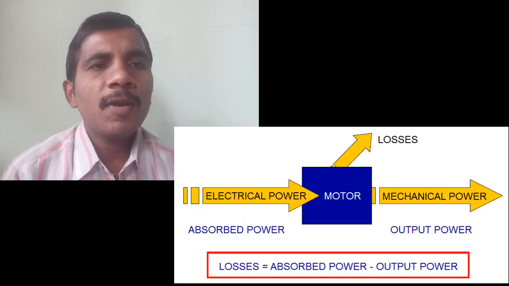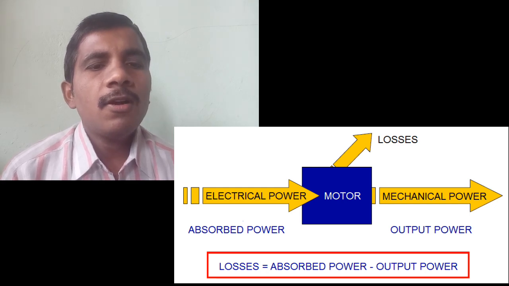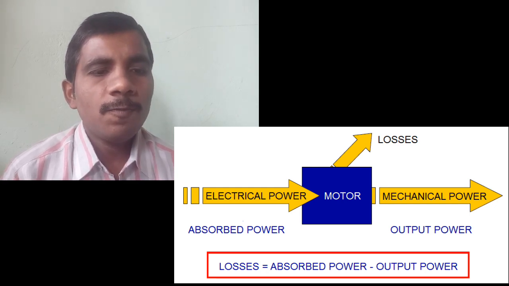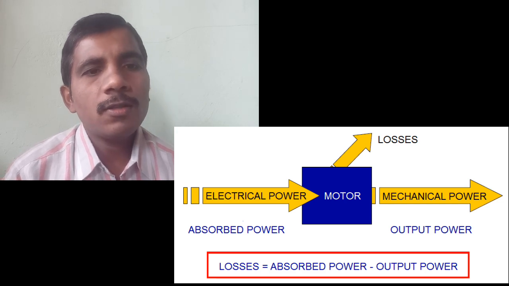Second, while converting electrical energy into mechanical energy or mechanical energy into electrical energy, huge losses occur. During the energy conversion, losses occur in the system. Those losses are electrical losses. If you give electrical supply to a motor, some electrical losses, that means copper losses, will take place. Without losses, we can't transfer the energy from one form to another form.